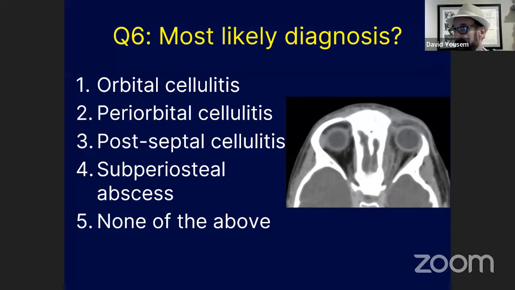So this case, what are we looking at? Are we looking at orbital cellulitis? Are we looking at periorbital cellulitis? Are we looking at post-septal cellulitis? Are we looking at a subperiosteal abscess, or none of the above?